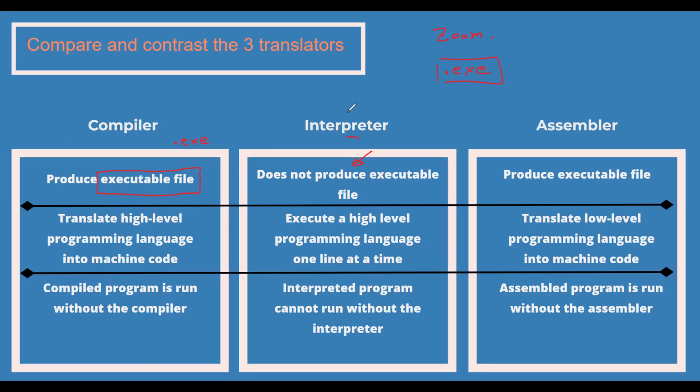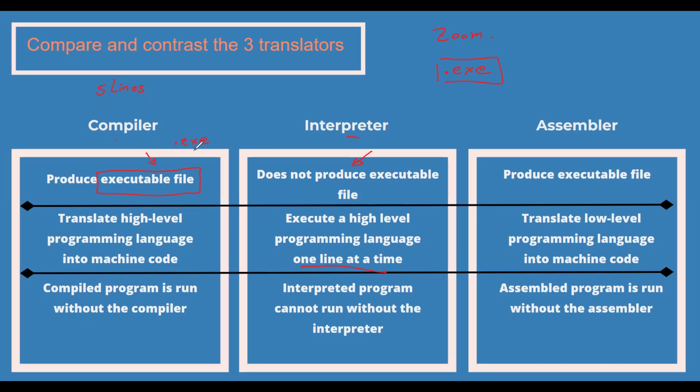An interpreter, what does it do? It translates a high-level language into machine language, but it does the translation one line at a time. A compiler does the same, but with a small difference. It translates all the code, all your lines of code. For example, you write 5 lines of code. It translates all 5 lines in one shot into an executable file.